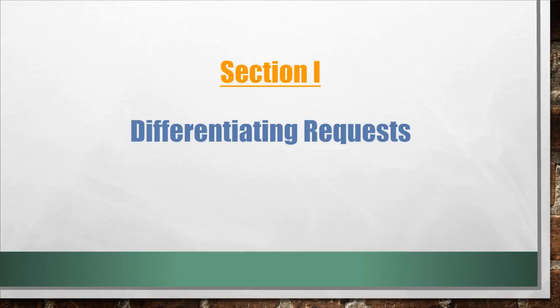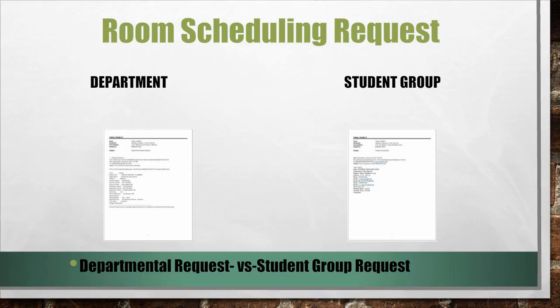Section 1 will focus on differentiating ad hoc event requests received by the room scheduling team. The room scheduling team generally receives 2 types of requests: department requests and student group requests. Sample room scheduling requests can be found in your internal training folder under Room Scheduling Ad Hoc Event Training.